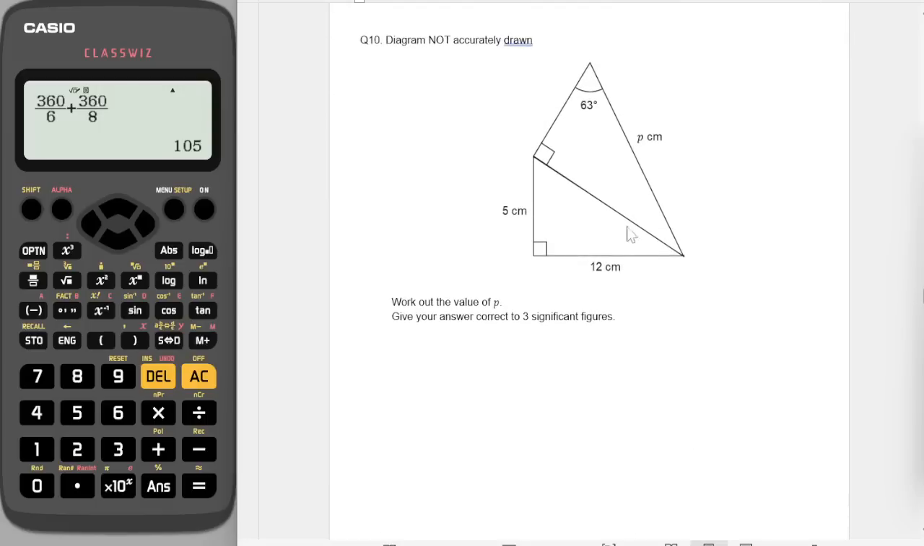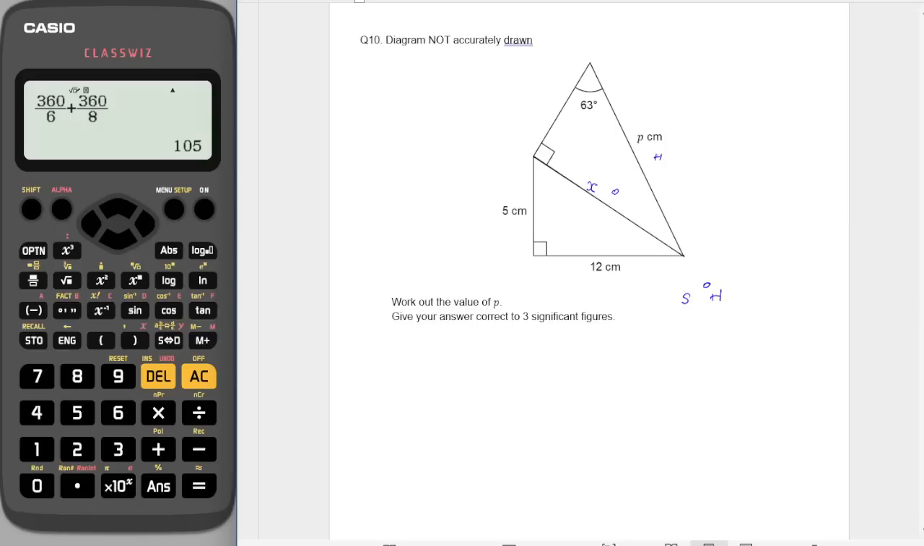Okay, question 10, diagram not drawn accurately. Work out the value of P. To work out the value of P, we've got one side and an angle, so we haven't got enough information to do that yet. So we're going to have to work out the size of this length. I'll call that X for now. In theory, if I knew the length of X, this would be the hypotenuse and this would be the opposite, so I'll be using the sine ratio.